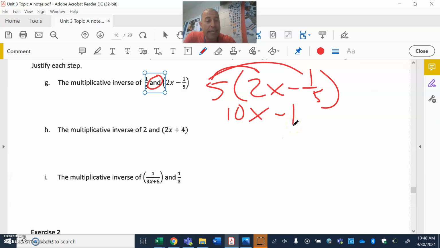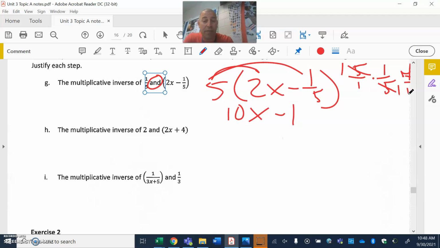If you need to, come off to the side. 5 over 1 times 1 over 5. Cross division. You can see, hey, that's where our 1 over 1 is coming from. And that's 5 over 1. That's there. All right.